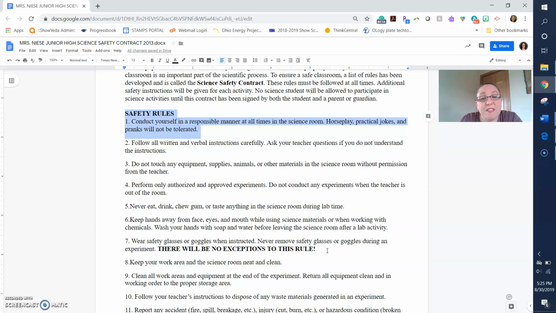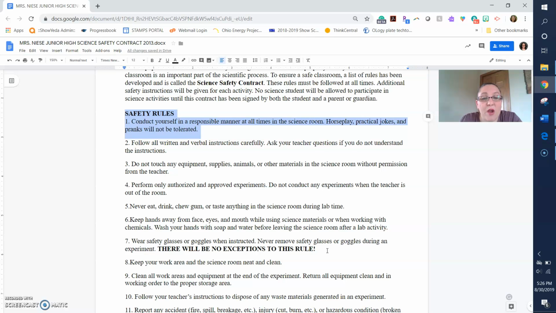Don't touch any equipment, supplies, animals, or any other materials in the science room without permission from the teacher. I teach several classes, and a lot of times I'll have a lab set up for a grade that may not be yours. And even though it might look cool, even if it's something that you might know what it is or you think it's safe, don't touch it unless you've been given permission to do so, because I don't want you to mess up somebody else's experiment, or I don't want to have to prep something twice.